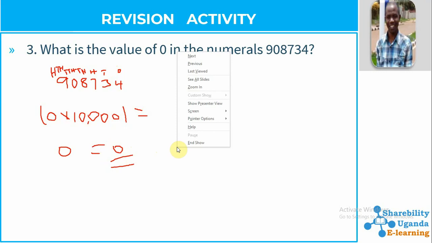We shall also be able to look at different numbers of this and how they set them.